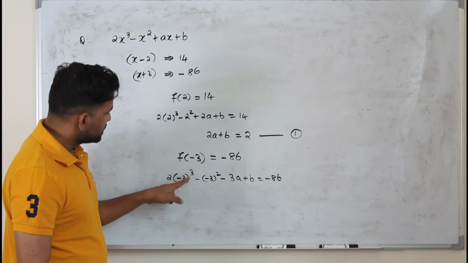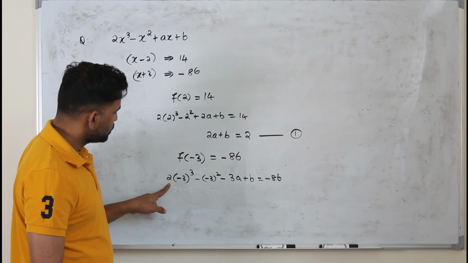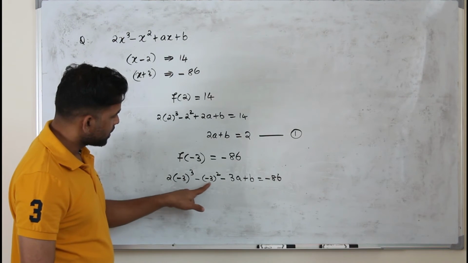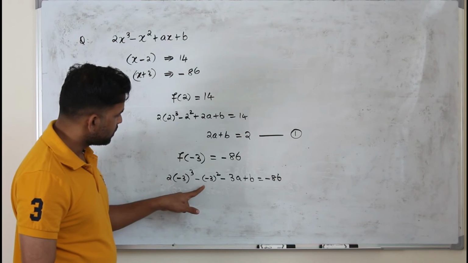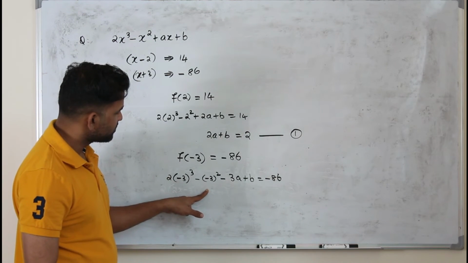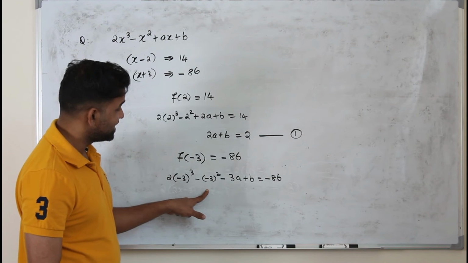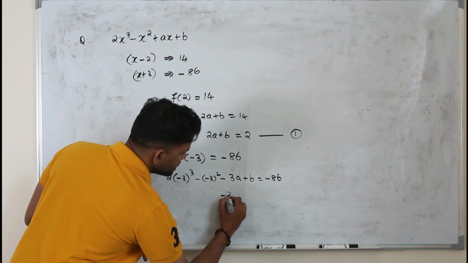This is minus 27 times 2, minus 54. Minus 54, this is positive 9, negative 9. Minus 54 minus 9 is minus 63. Goes to the other side.